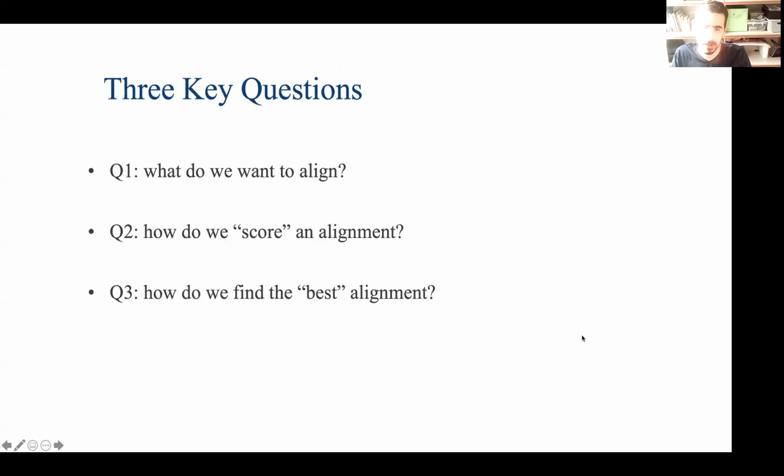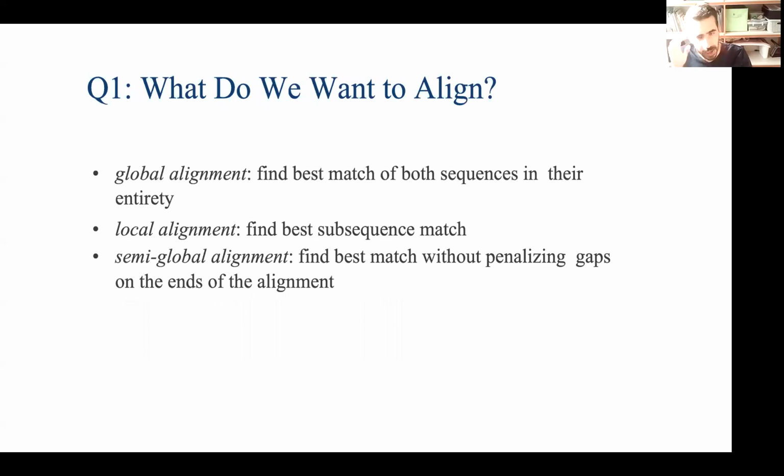So there are three key questions here. First, what do we want to align? Second, how do we score an alignment? And third, how do we find the best alignment? Okay, so I would like to give you some examples regarding that. It may be a little bit detailed, but I think it's important to understand the essence of this alignment strategy. So there are two main types of alignment. One is called global alignment.